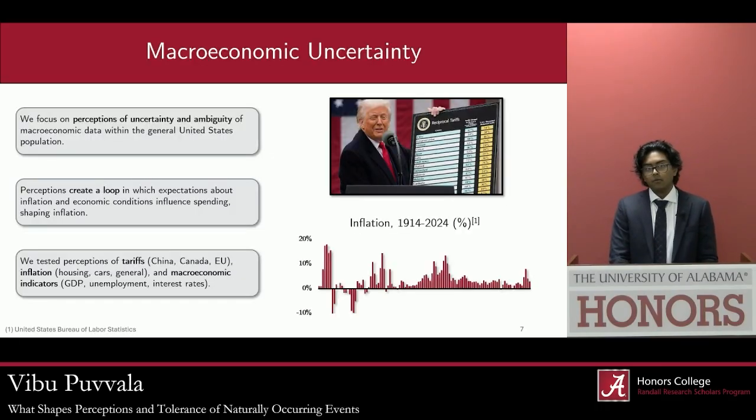In our experiment, we focus on perceptions of uncertainty and ambiguity on macroeconomic data within the general US population. Macroeconomic data has been all over the news recently, with volatility surrounding tariffs, figures coming out related to inflation, GDP growth, and unemployment. The reason the perceptions are so important to understand is that they can create a self-fulfilling loop in which expectations about indicators can influence people's decisions regarding spending, shaping indicators like inflation itself.